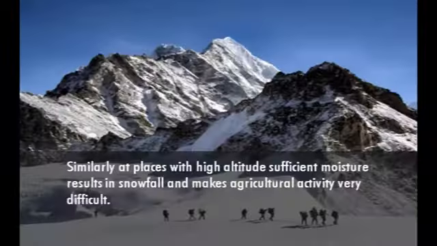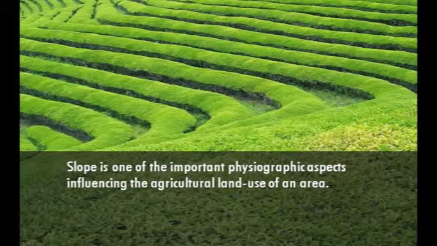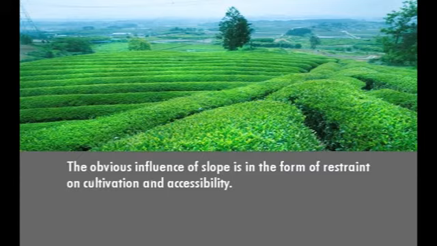Slope is one of the important physiographic aspects influencing the agricultural land use of an area. The obvious influence of slope is in the form of restraint on cultivation and accessibility. With the increase in steepness of slope, the use of even the simplest of farm machinery becomes difficult. Steeper slopes are generally avoided and ploughed only if warranted by population pressure. The most satisfactory categories of slopes, as listed by the British Geomorphological Research Group, used for land use interpretation, are listed below.